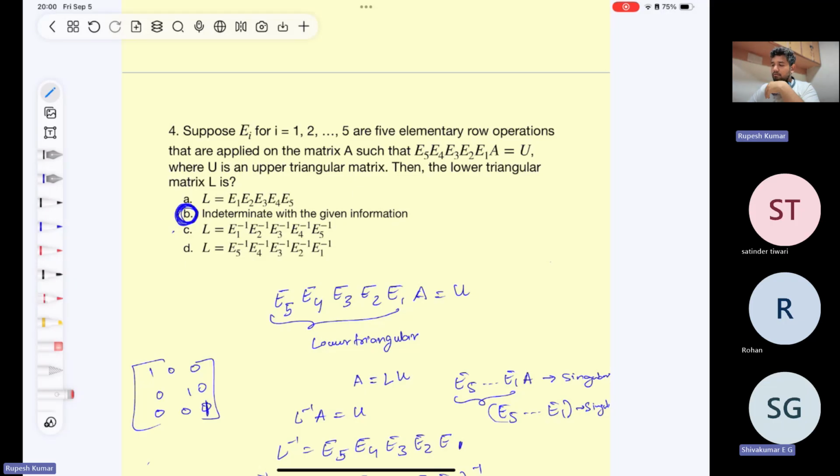But when you take the inverse of this, on the right hand side it will reflect as an upper triangular matrix. But the question you're saying is the lower one.